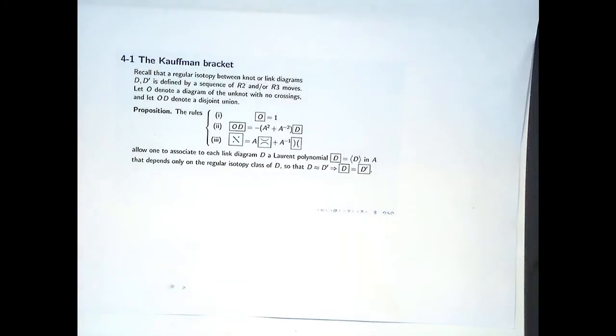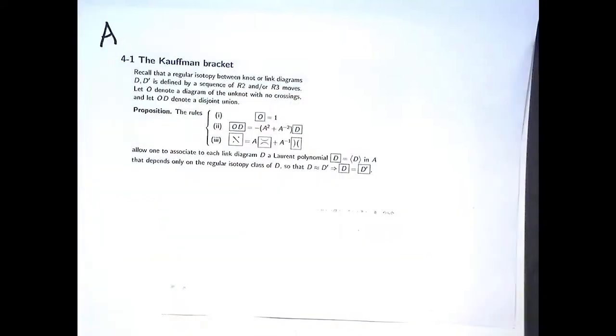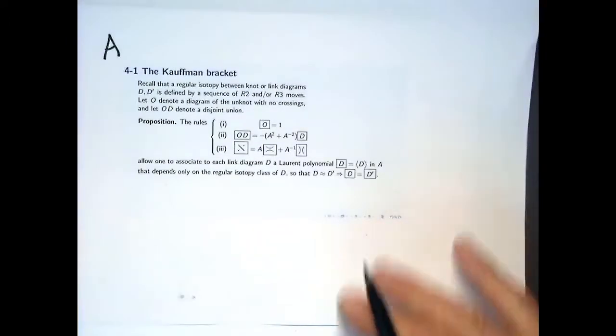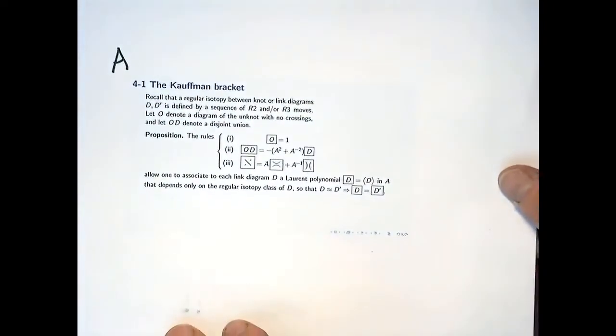So the Kauffman bracket is a polynomial, but it's actually a Laurent polynomial. That means it's a polynomial, but it may have negative and positive powers of a variable. And the variable, for some reason, I guess known only to Kauffman, is denoted capital A. Normally you use little x or little t or something, but the variable in this polynomial is capital A. So that's the first strange thing about it, but that's purely historical.